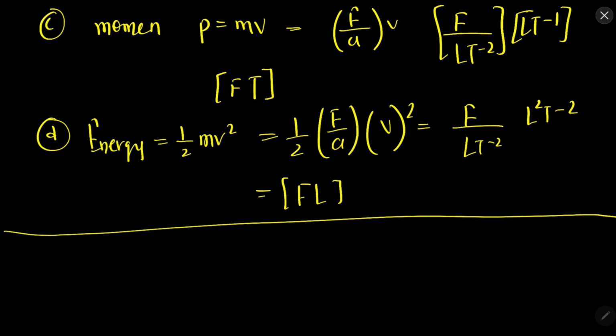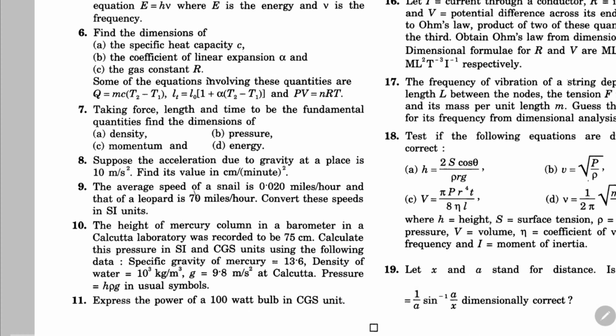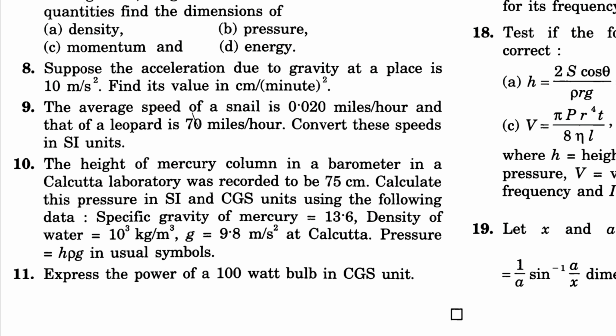Now the next question, question number 8. In question number 8 it is given that suppose the acceleration due to gravity at a place is 10 meter per second square. So we need to find its value in centimeter per minute square. That is, we have to convert the units here. So how to convert the units? This is quite simple.